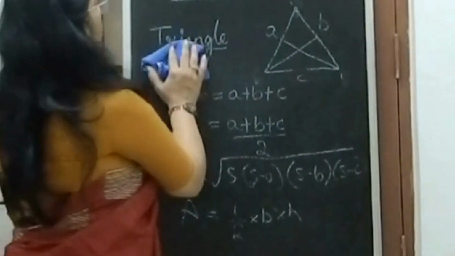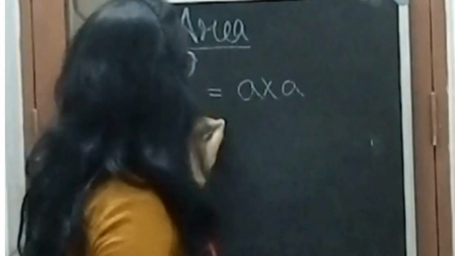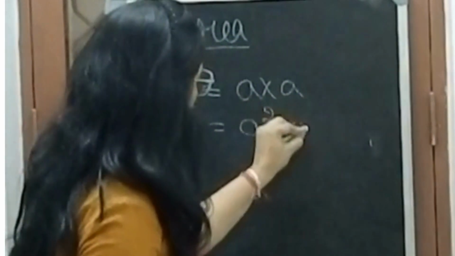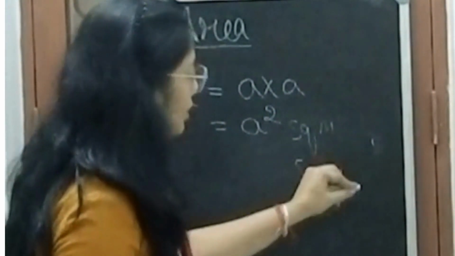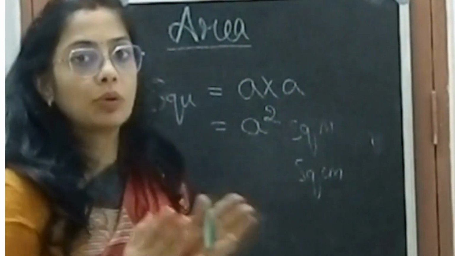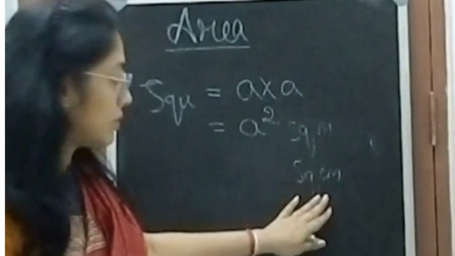Okay. Now we'll do squares. We'll do area of a square. What's the formula for area of a square? Area of a square equals A into A. What is A? The side. Okay. So it will be A square. Area of a square equals A square. So you can write it as square meter or square centimeter, depending on how the information is given in the question. They might give you in meter form and tell you to convert it to centimeter. Then we have to remember the first formula that I taught you and convert it into centimeter.